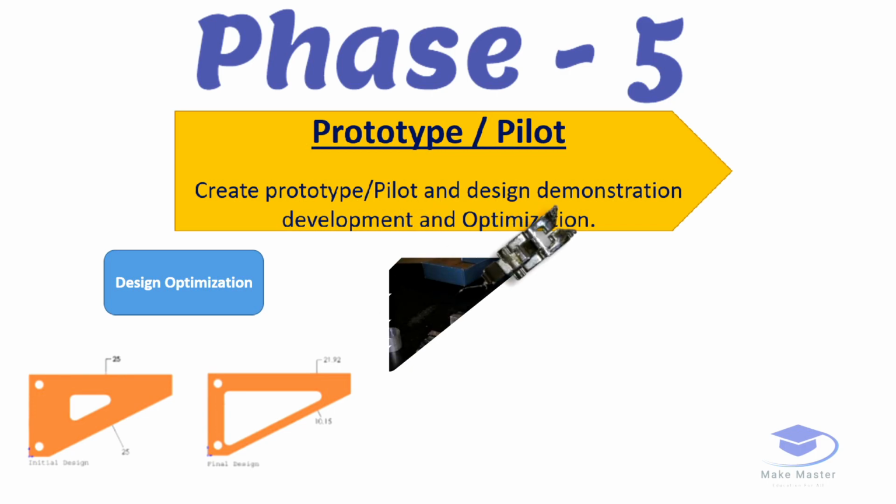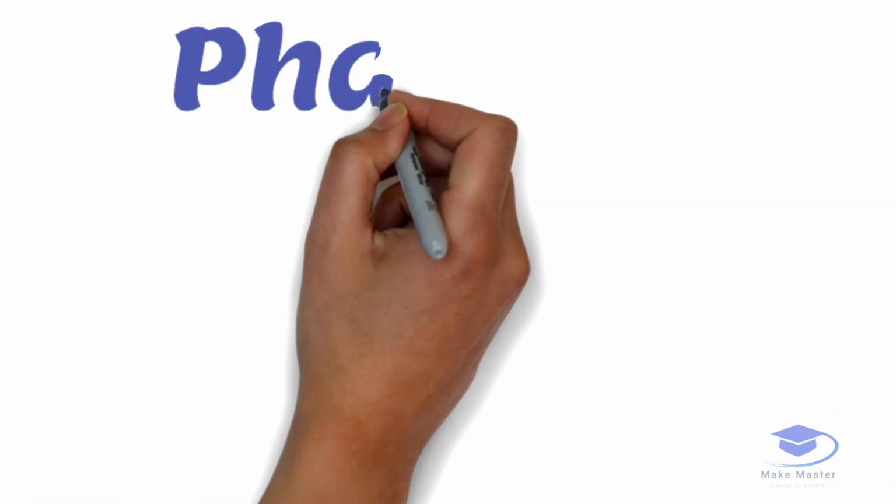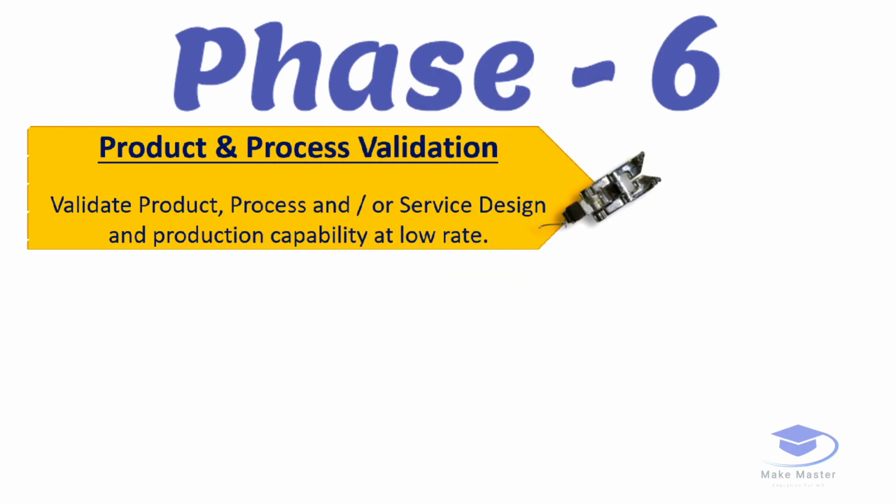The optimized design is supplied for making the prototype. We are making a number of prototypes for testing. With these prototypes, we are doing the pilot run. We are moving into phase 6. Phase 6 is product and process validation. Validate product, process and or service design, then production capability at low rate.